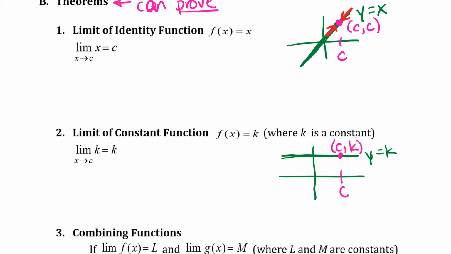And so as x gets closer to c on both sides, the y values also get closer and closer to k. Right? So that's another one where we can just think about the picture and understand why that theorem is true. So on the basis of those two functions, we might say, well, okay, that makes perfect sense, but why do we need theorems? We can think about the graph.